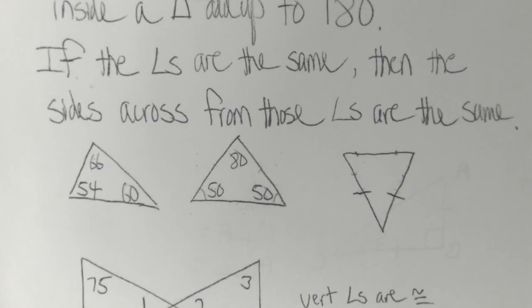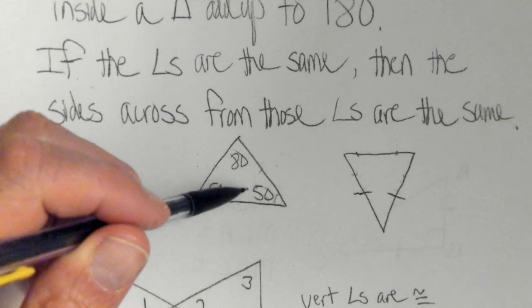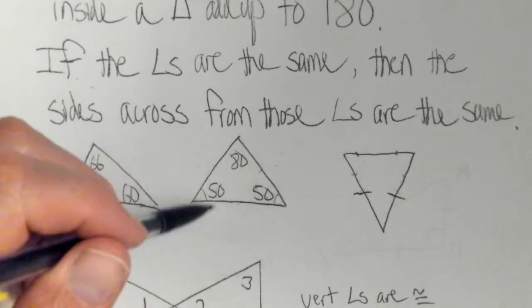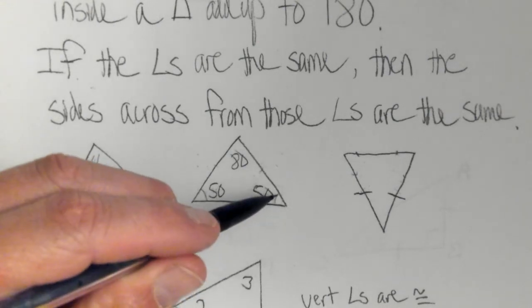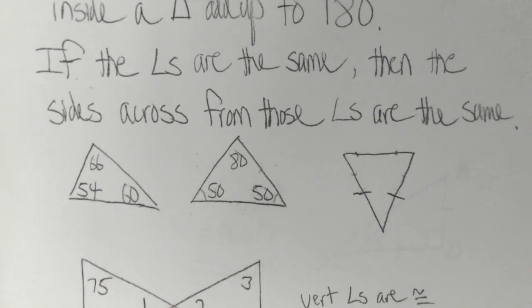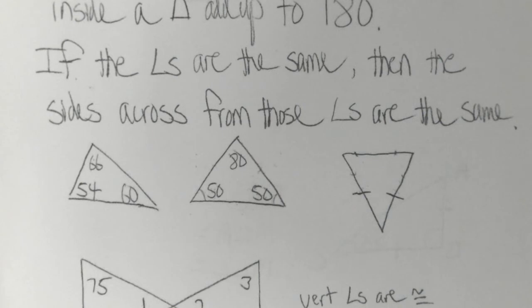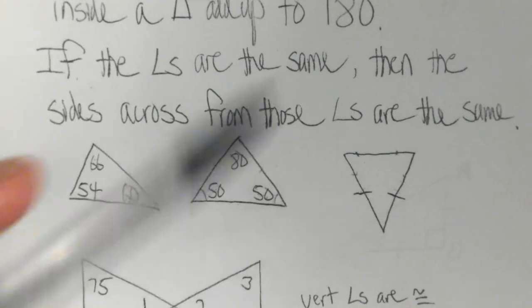Alright? Now the other theorem is that if the angles are the same, then the sides across from those angles are the same. So if I have a triangle whose angles are 50, 50, and 80, and it does add up to 180 by the way, and notice the congruent markings here and here, and I gave the angle measure as well. We wouldn't have to do that if we had the angle markers indicating that they were the same. Alright, so here's what the second theorem says. It says if the angles are the same, then the sides across from those angles are the same.